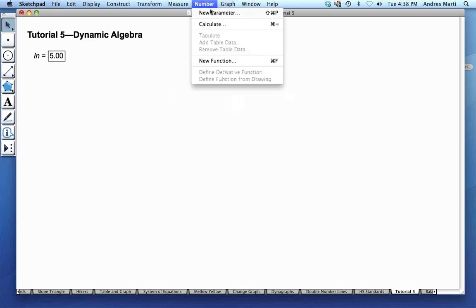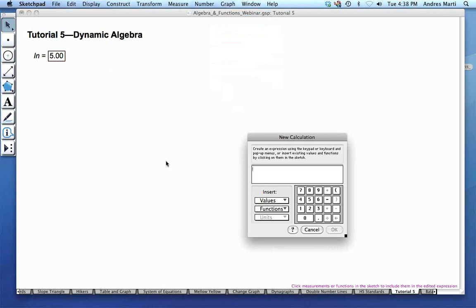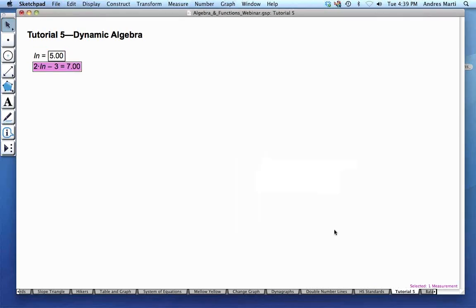And then I'm going to do a calculation using this 5. And it can be any calculation. It can be something kind of straightforward like 2 times, but instead of a number, I'm going to click on n here, so it's 2 times n minus 3. But you could use x squared, or you could use trigonometric functions. But assuming that we're at the middle school level right now, I'm going to do something like this. So, 2 times 5 is 10, minus 3 is 7. Well, that makes sense. It's just a calculation.